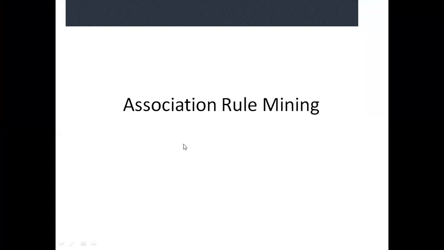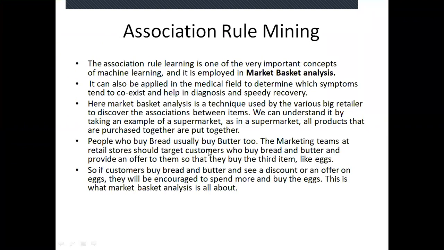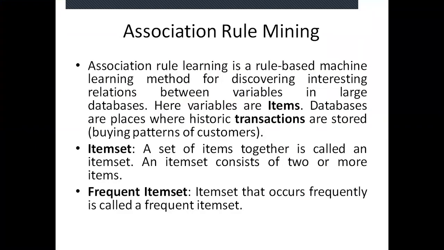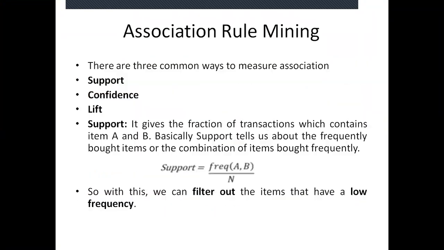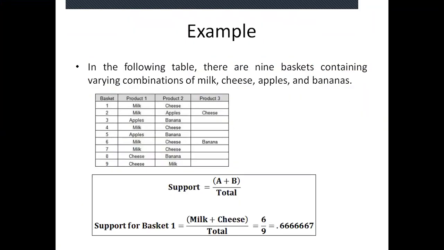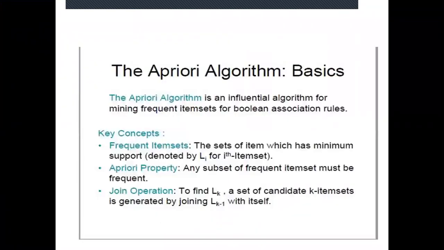So I had started with association rule learning yesterday. I had told you that it is mainly used for market basket analysis, and within association rule mining, what is an item set? What is a frequent item set? What do you mean by the rule? And what is support, confidence, and lift? If anyone is having doubt in these things, what is support, confidence, and lift?